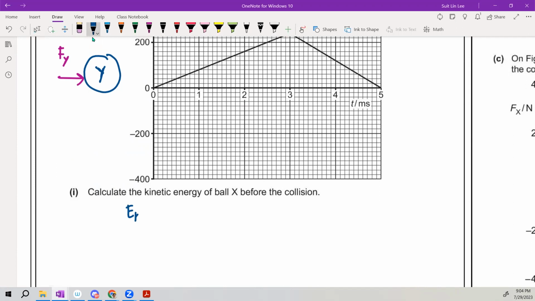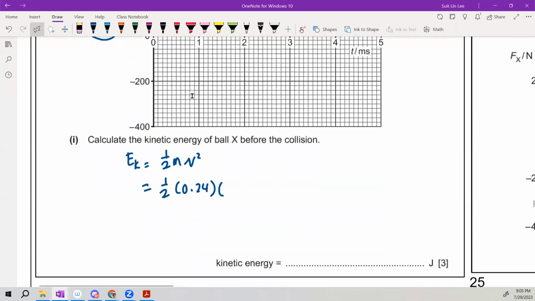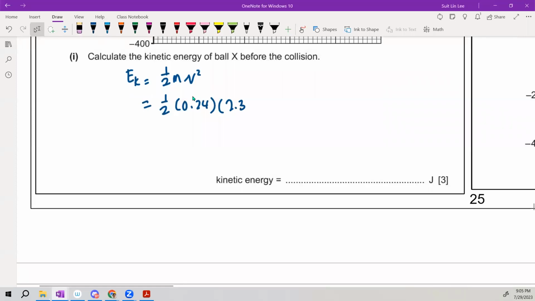Okay, so part one is a bonus question because you're asked to calculate the kinetic energy of the ball, which should be fairly straightforward. Before collision, ball X has the mass of 0.24 and the speed is 2.3. So hopefully you've come to realize that paper 2 is the easier paper. In fact, it's the easiest paper in your syllabus. So you should try to score as high as you can. So 0.63, everything is given to 2 SF, so I'm sticking to 2 SF.